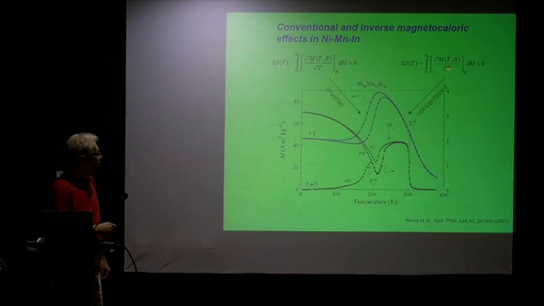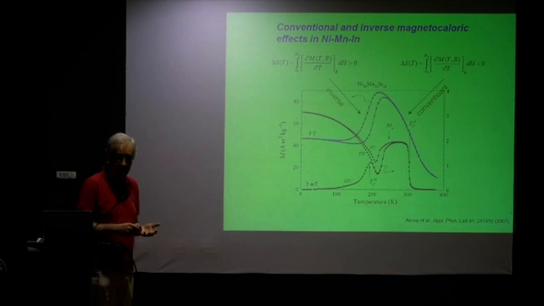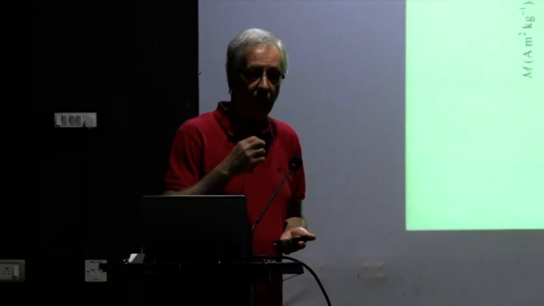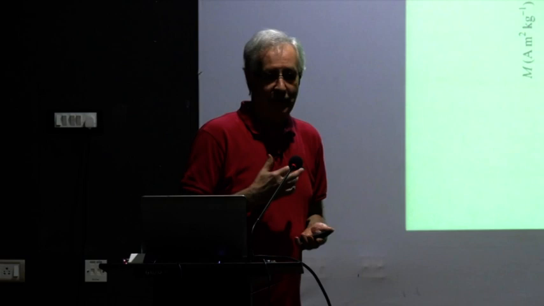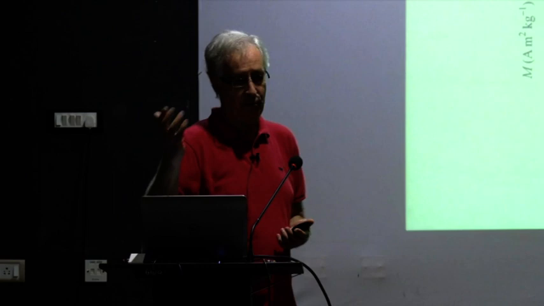We have a negative dM/dT. So now what happens to our logical way of thinking about magnetic entropy and lattice entropy and things like that? Now we have to be a little bit more careful about things.